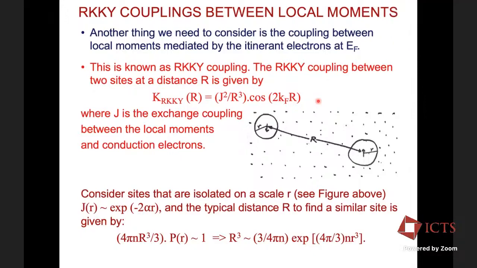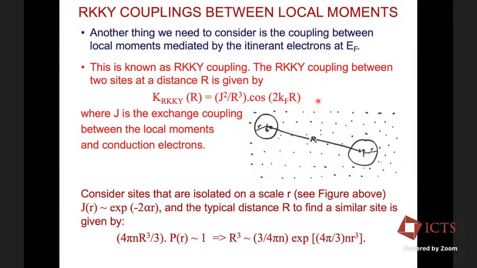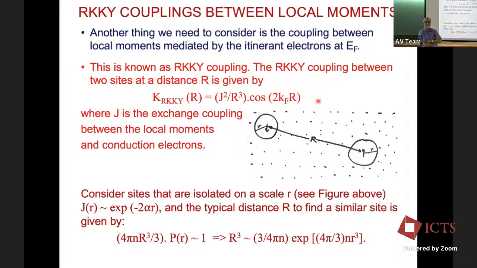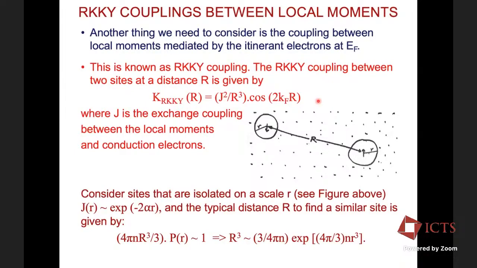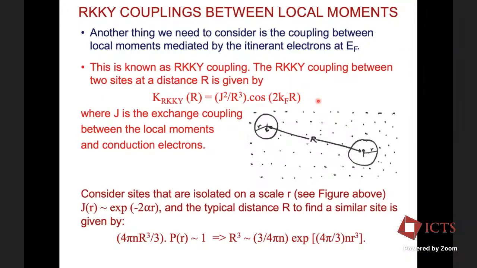Hello. Hi, Ravin. Can I interrupt? Sure. Yeah, I had a question. This formula for the RKKY coupling is for normal metals, which are not disordered, right? But your metal is highly disordered, with lots of localized states and some accidental states and all. So isn't that going to affect your estimate of the RKKY interaction?